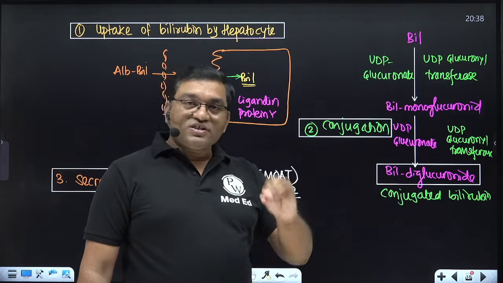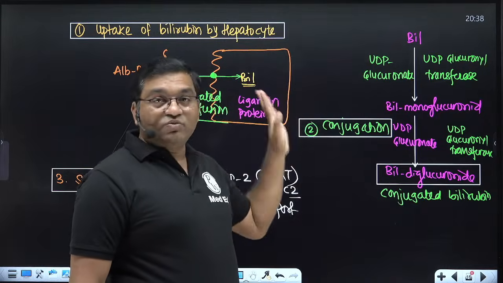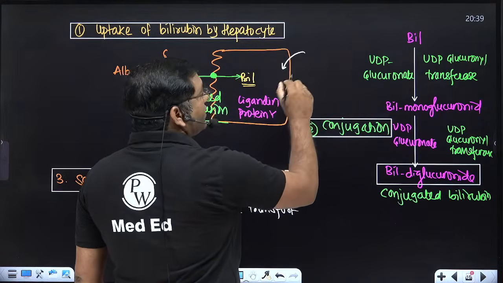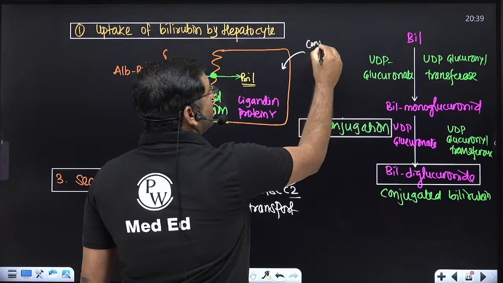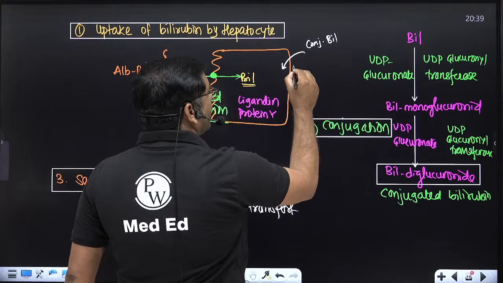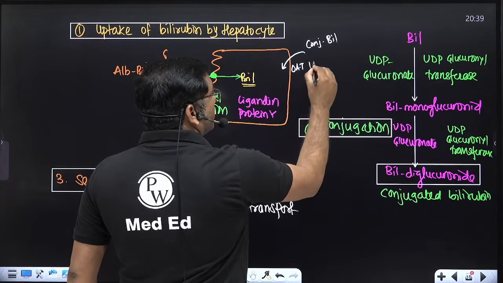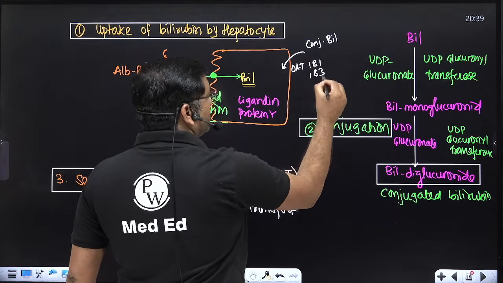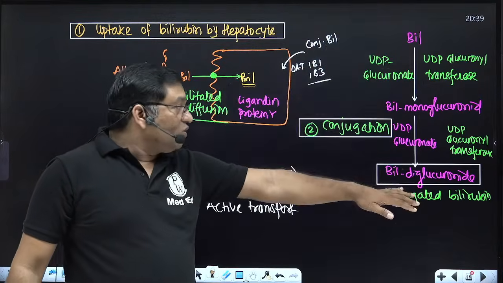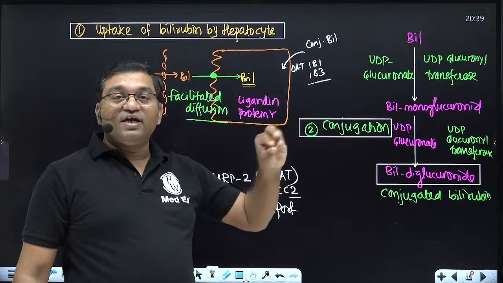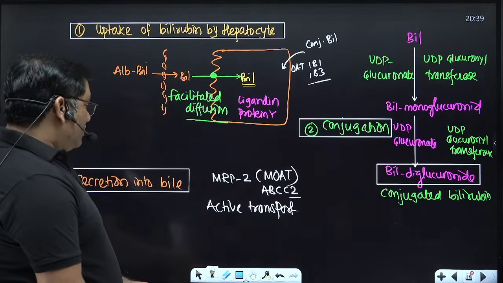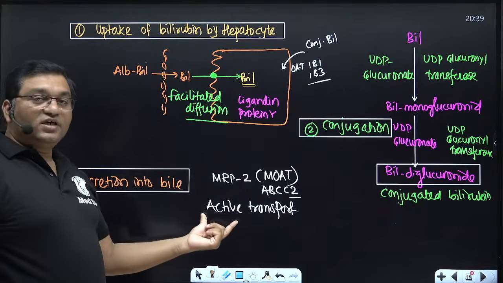This conjugated bilirubin, I am not saying unconjugated, conjugated bilirubin, is taken back by the hepatocyte. Conjugated bilirubin, this was unconjugated. Conjugated bilirubin is taken up by the organic anion transporters 1B1 and 1B3. This is important, that's why I took this point. So conjugated bilirubin in the circulation is taken up by the hepatocyte with the help of organic anion transporter 1B1, 1B3. So this is active transport where it is secreted into bile.